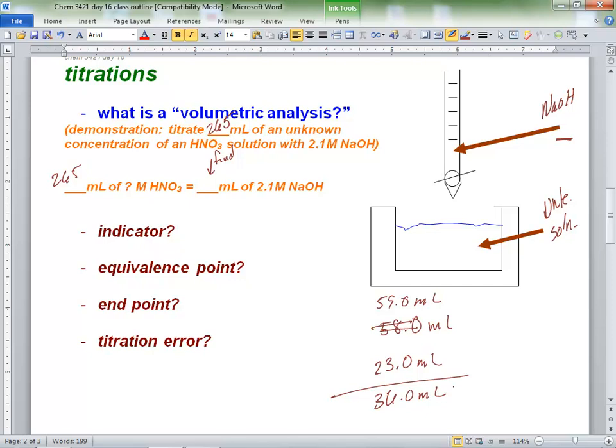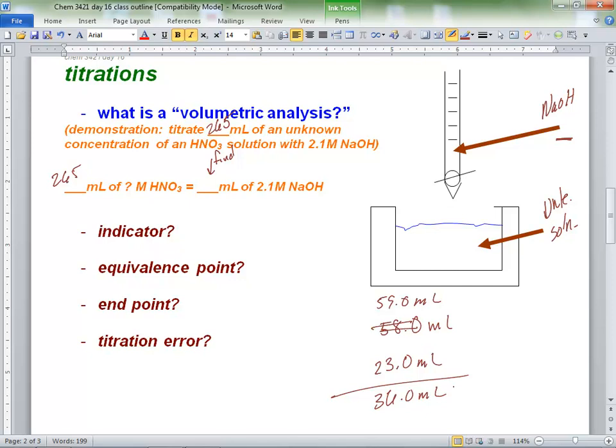Endpoint is the actual, remember Brad said, oh, I added too much. Endpoint is this guy, when he changes color. When you think, oh, I better stop adding here. Okay. So that's kind of the difference. Endpoint is observed, the equivalence point is theoretical.